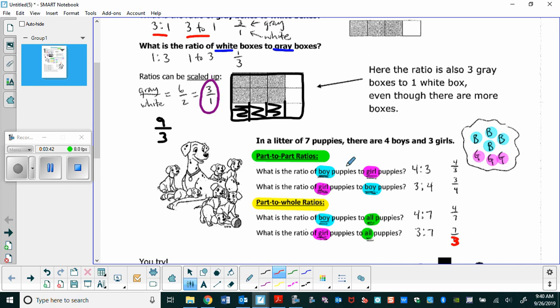So again, part to part versus part to whole. In part to part, the numbers would add up to be the total. And in part to whole, the second number would be the total.